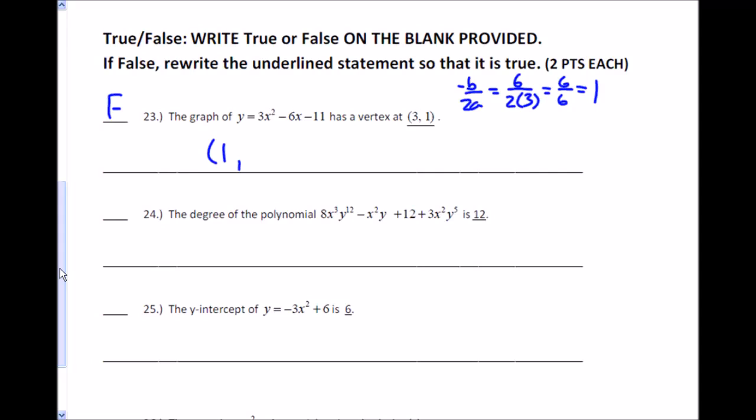And now I'm just going to plug it back in to get the y value. So I plug the 1 in. That's going to be 3 times 1 squared minus 6 times 1, minus 11, which is 3 minus 6 minus 11, which is a negative 3 minus 11, which is a negative 14. Okay? So I get 1, negative 14 for my vertex. And that's it.